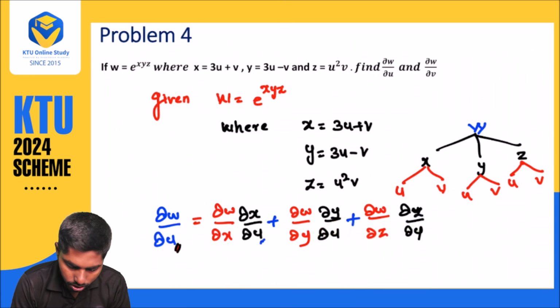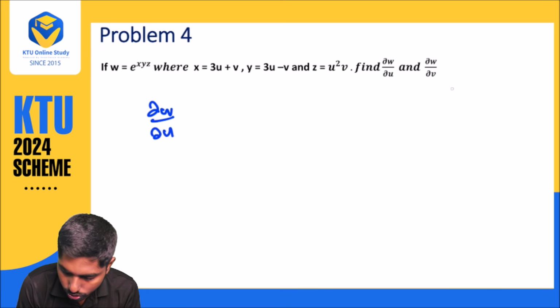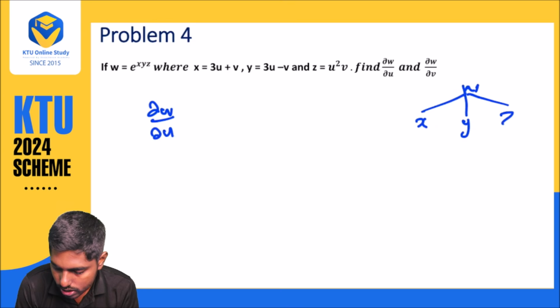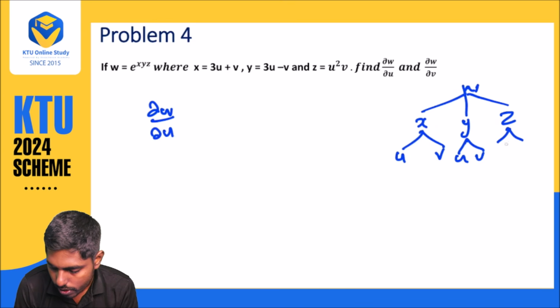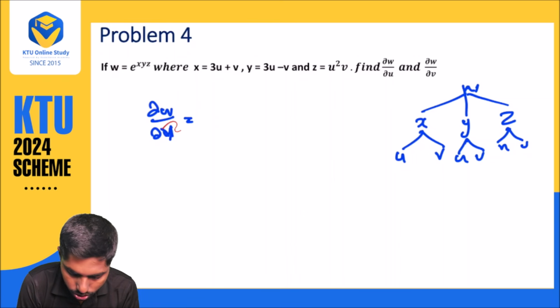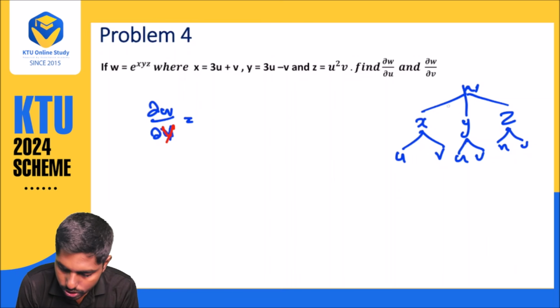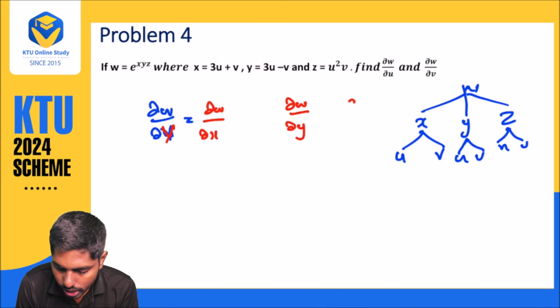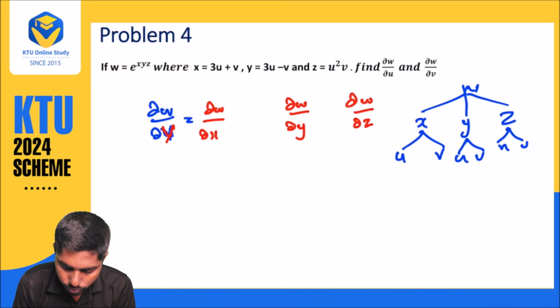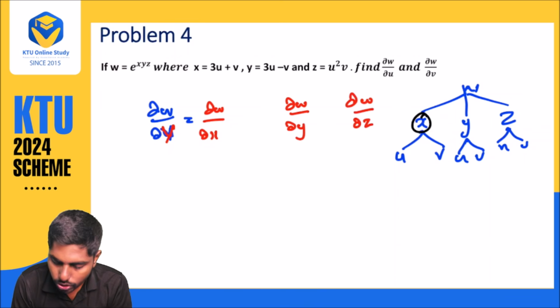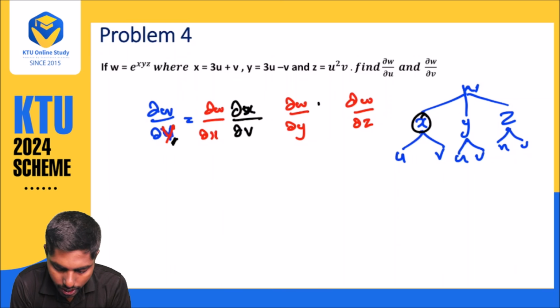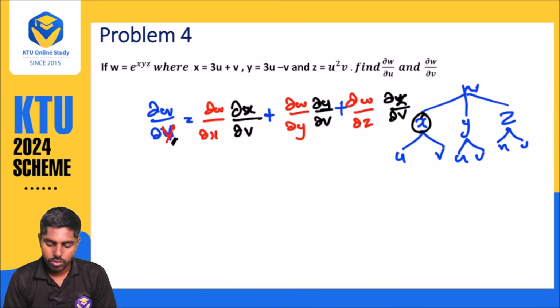In the next case, they are asking about the formula dou W by dou V. We know that W is depending upon three variables, and X, Y, Z each depend on U and V. So dou W by dou X, dou W by dou Y and dou W by dou Z. Now with respect to V: dou X by dou V, dou Y by dou V and dou Z by dou V, with plus symbols in between. Okay, these are your two formulas.